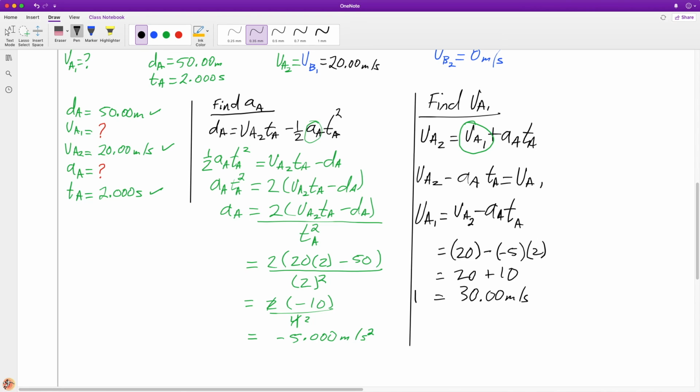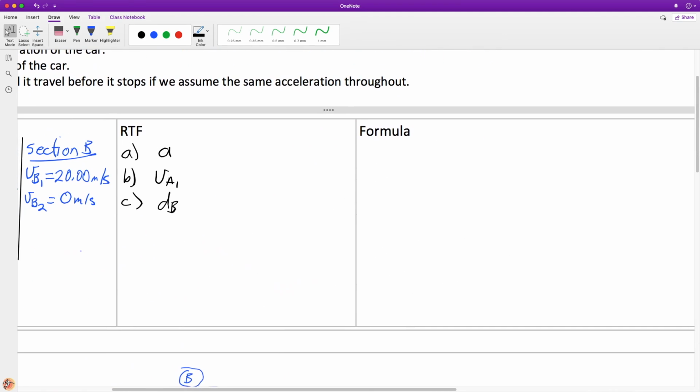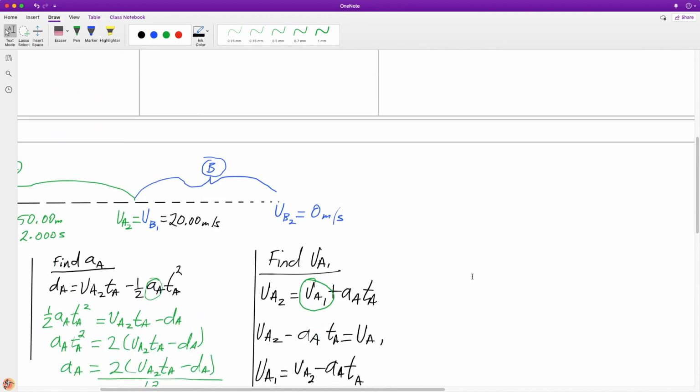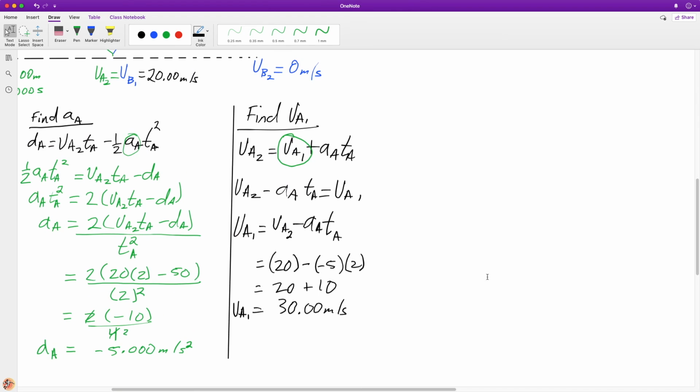So we've got our VA1 is equal to 30 meters per second, and I forgot, acceleration A is equal to negative 5 meters per second squared. Got a little inconsistent with my coloring here, but I think we all get the point. All right, so now, next, we've solved everything that we need to find for section A. The next thing we're asked to find is we now have to find the distance or displacement in section B. So let's take that on.